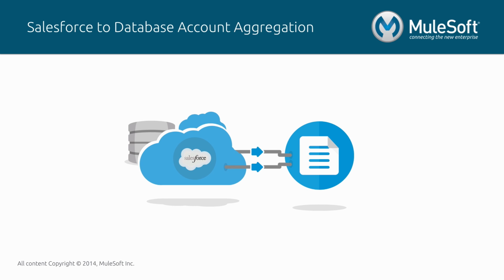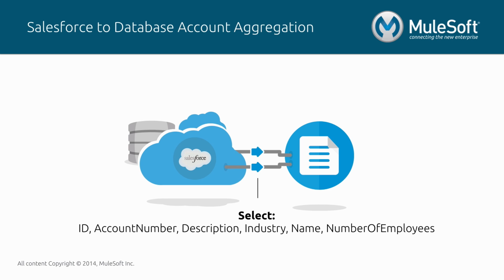In this video, I'll show you an example of a company that utilizes this template to aggregate data from a Salesforce instance and a database, and to email a CSV report of that data as an attachment. We will extract only data we care about. In this example, it would be ID, account number, description, industry, name, number of employees.